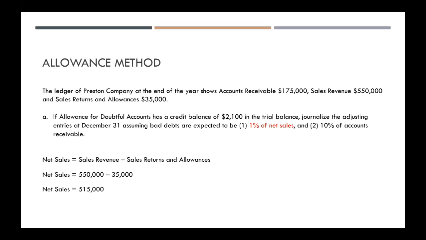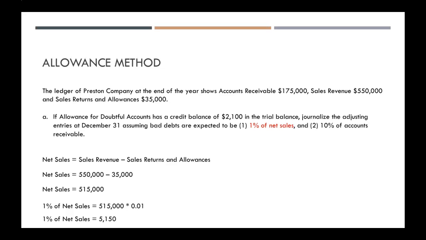So we're saying that our bad debts will be 1% of that, right? So what is 1% of our net sales? We take 1% of $515,000 and multiply it by 0.01, and we see that 1% of our net sales is $5,150.